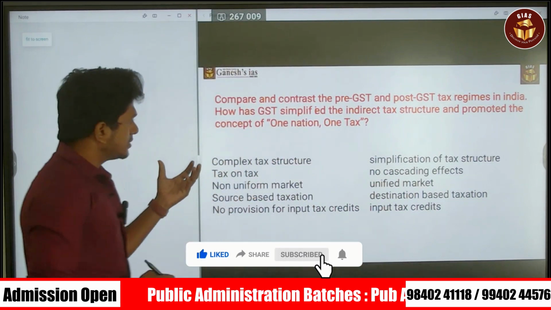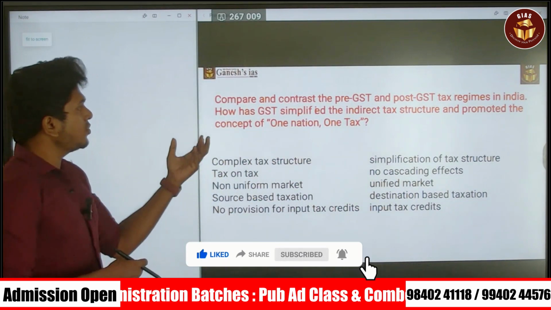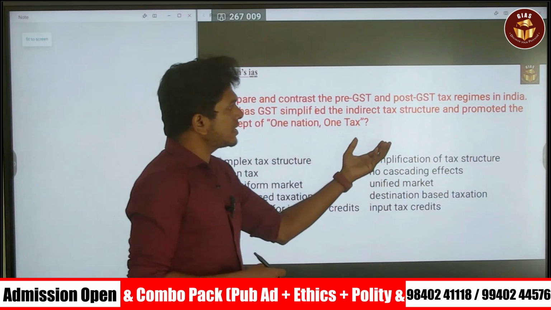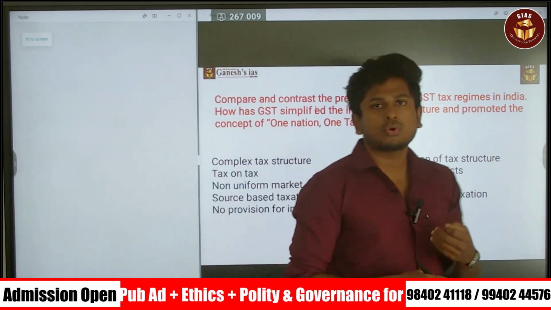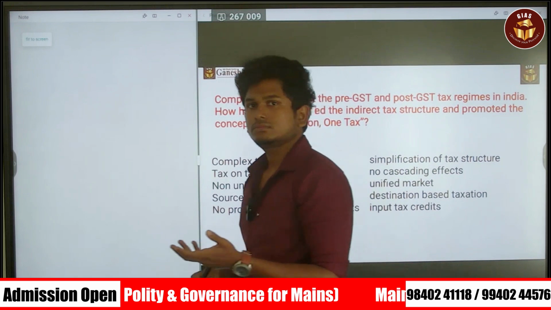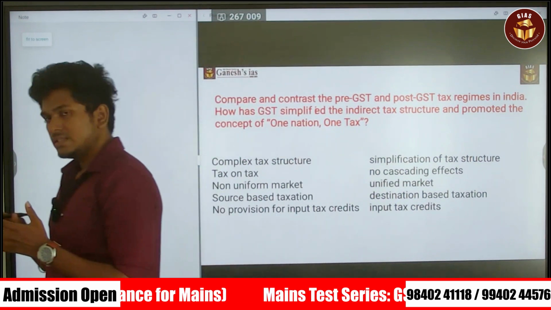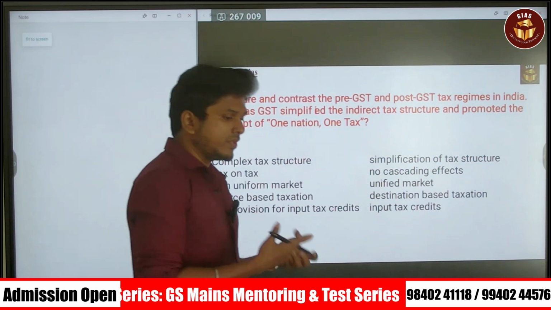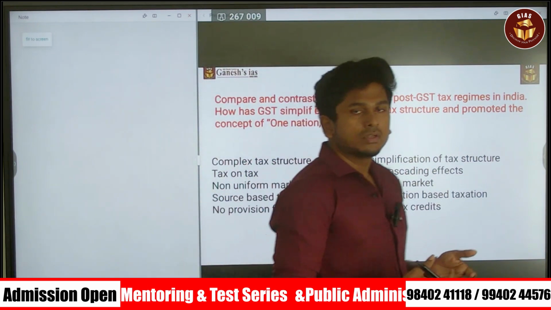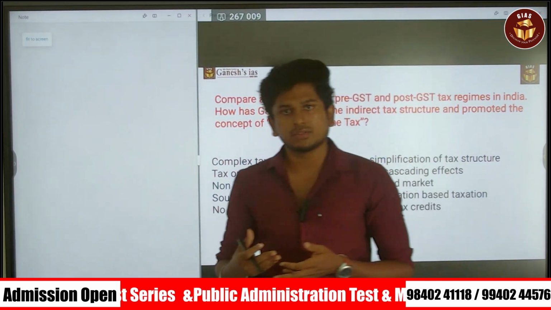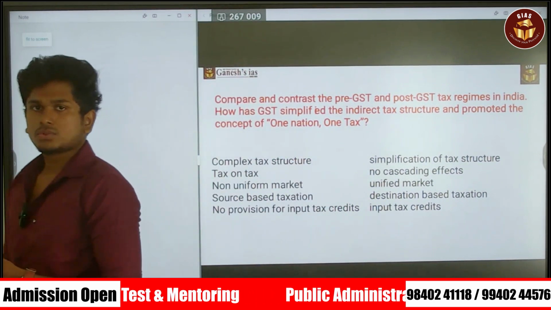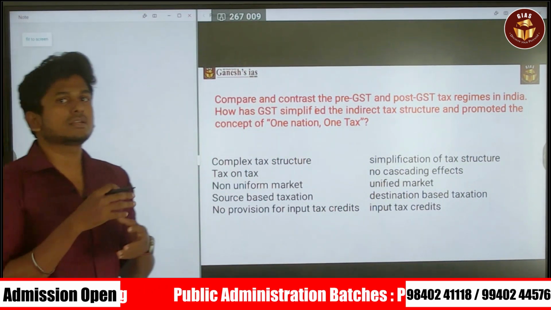So in this answer itself, you are trying to convey that it simplified the indirect tax structure and promoted the concept of one nation and one tax. These are the certain major points, and you can still add about the e-way bills. You can add about the e-way bill also. It is also one of the important things. So this is the way of structuring the answer.